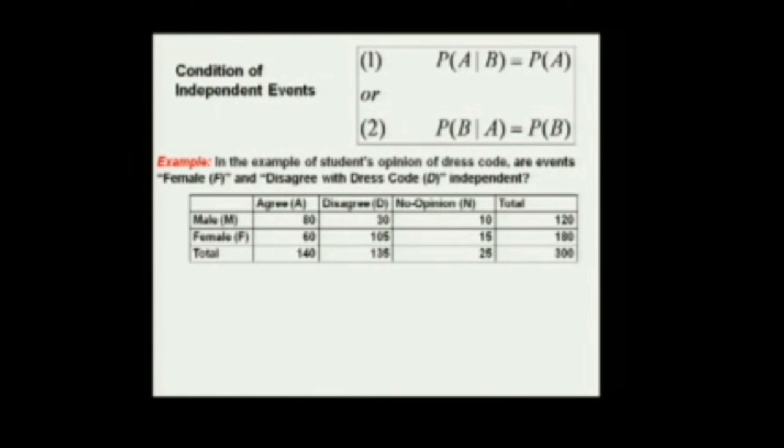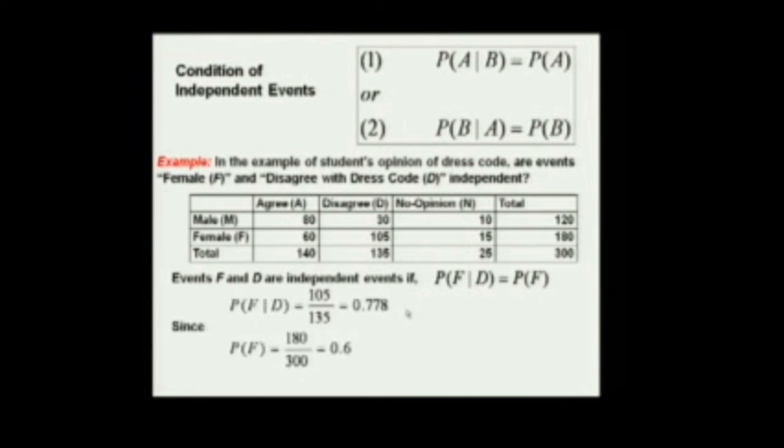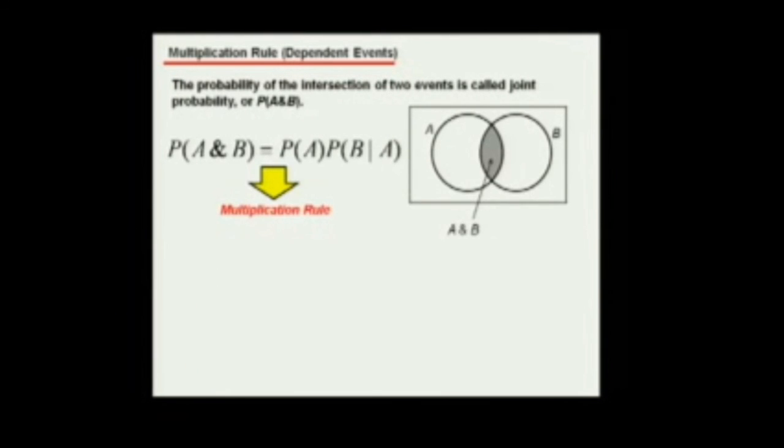Similarly, if we're talking about female and disagree, in order for female and disagree to be independent, P(F given D) will have to be equal to P(F). And if we calculate each independently, we see that the two probabilities are not the same. And what does that mean? It means the two events are dependent, meaning that disagreeing with the dress code had something to do with the fact that the student is a female. Those are dependent events.